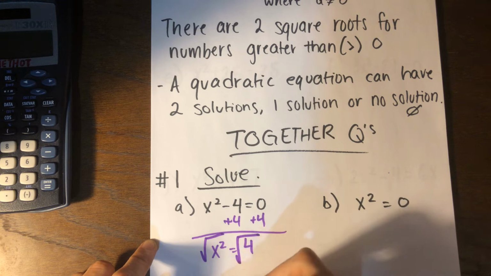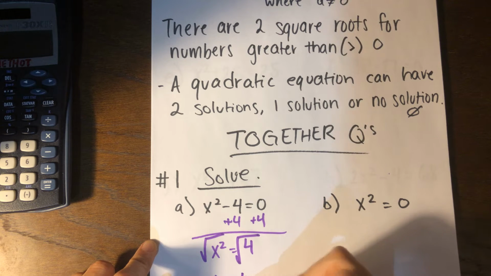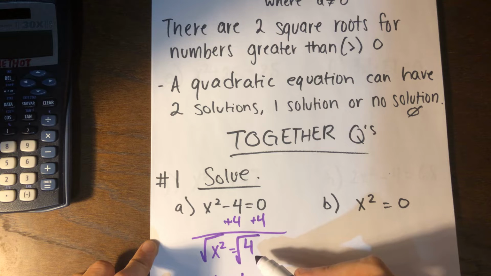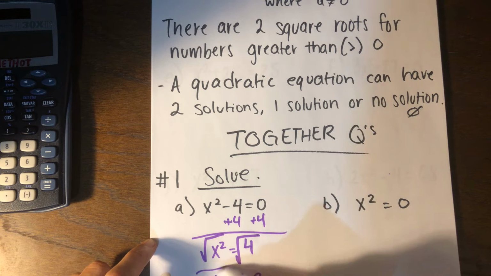So the square root of x squared is x. Remember, when we take the square root of a positive number, we're going to have positive and negative, and the square root of 4, which what times what gives me 4, but it's the same number, 2. Okay, so this is my answer.